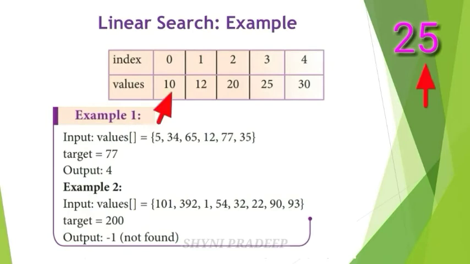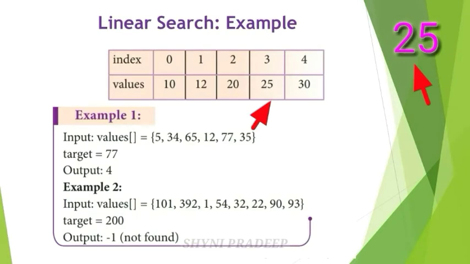Compare the first value 10 with the target value 25. So this is not the same. So next, go to the next element. Check this element, 25 and 12, not the same. So go for next. Next 20, 25, not the same. Go for next. This is 25. This is also 25. So here we found the search value. So it returns the index position of that element in the output.